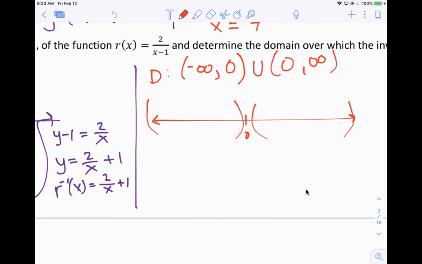Now, yes, there was also an issue with our original function domain. Sometimes you'll be asked about both. In this case, it's only asking the one of our inverse, and so that's the only one we are stating.